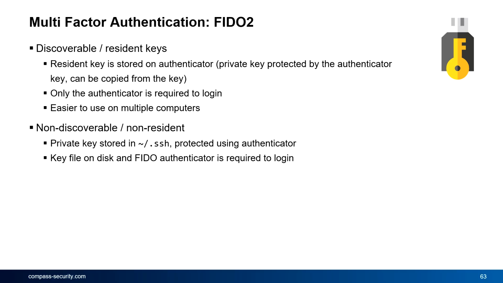Then there are the non-discoverable or non-resident keys. This means that the private key is stored in your .ssh directory and not on the key itself, but the private key in your .ssh directory is protected by the FIDO key. So the private key alone in your .ssh directory cannot be used to perform a login. You still need the authenticator for this.